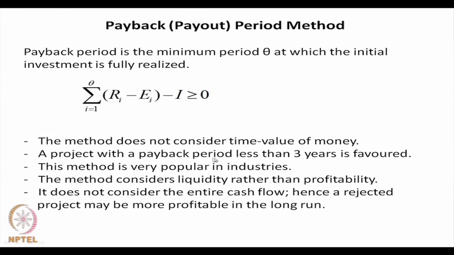A project with a payback period of less than 3 years is usually favored, because the company which has invested an amount of I is getting back its money in cash form or in some form in 3 years time. If it is so, then that project is considered good. This is very popular in industries. However, this method considers only liquidity rather than profitability, because it does not consider the entire cash flow. Hence, a rejected project may be more profitable in the long run.